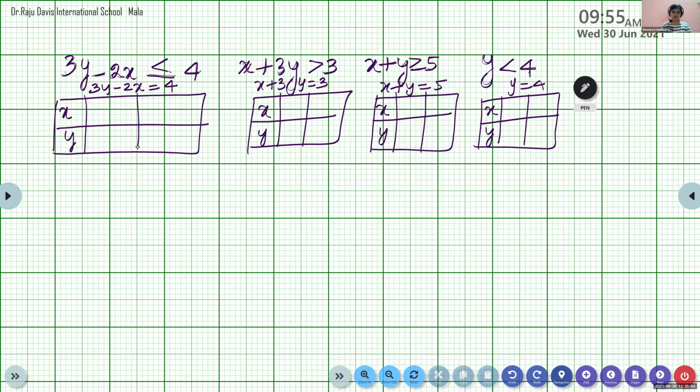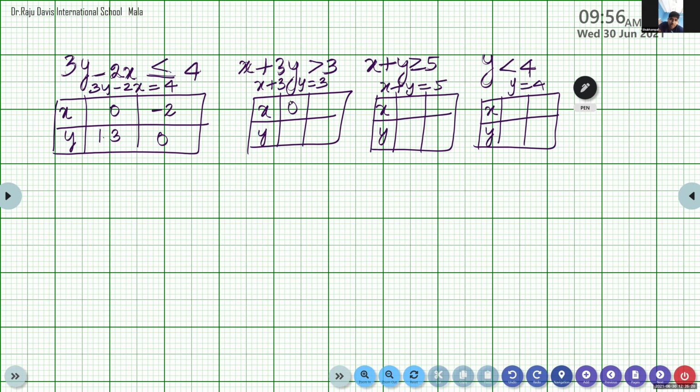When x is 0, y is 4/3. When y is 0, x is minus 2. Okay. What about the second one? When x is equal to 0, y is... Yes, Shubham. x is 0, y is 5. How will you get y is 5?